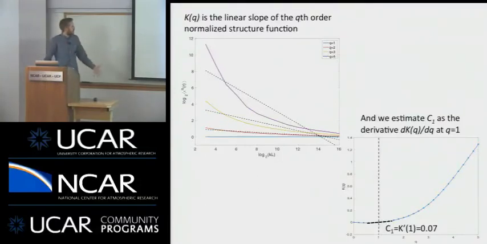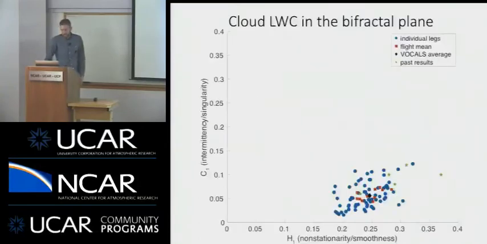So we've done all our fancy curve fitting. Let's see how things look for the rest of VOCALS beyond just the average. So now we've come back to the bifractal plane, and what I'd like to show here is the effect of aggregating and how noisy these properties are. So the blue markers here are individual legs. And these are aggregated legs, so combining all of the subsegments. The subsegments are so noisy it wasn't worth showing them.